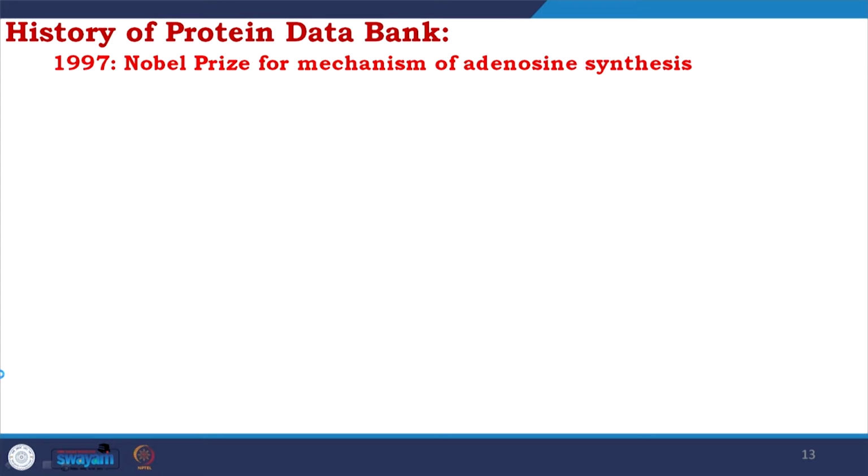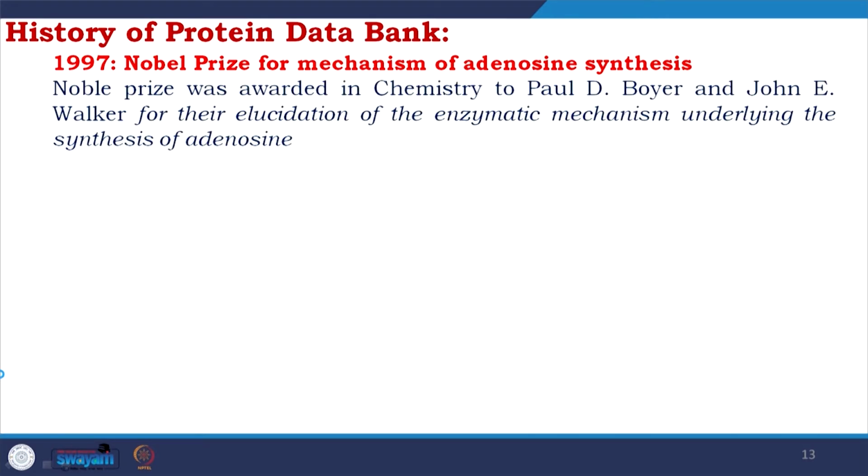In 1997, Nobel Prize for the mechanism of adenosine synthesis. The Nobel Prize in Chemistry was awarded to Paul D. Boyer and John E. Walker for their elucidation of the enzymatic mechanism underlying the synthesis of adenosine. It was again a very critical step, because this is the first elucidated mechanism about the nucleic acids.